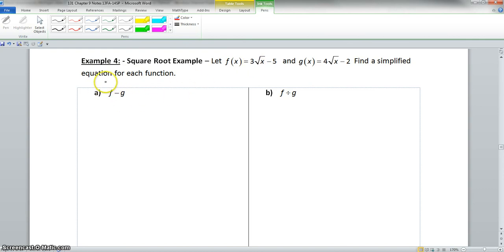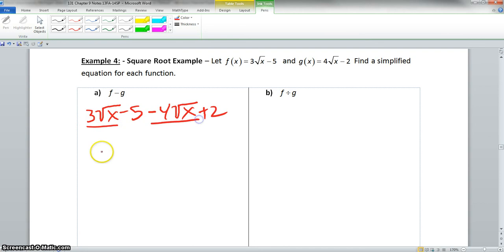So we have f. So we have 3 square root of x minus 5 minus whatever g is. So we would change the sign of everything here in g. So it'd be minus 4 square root x plus 2. Because since that minus sign is here, it changes the sign of everything. So now we combine like terms. 3 square root x minus 4 square root x will give us a negative square root x, or a negative 1 square root x. Negative 5 plus 2 will give us a minus 3. And this right here will be our final answer.